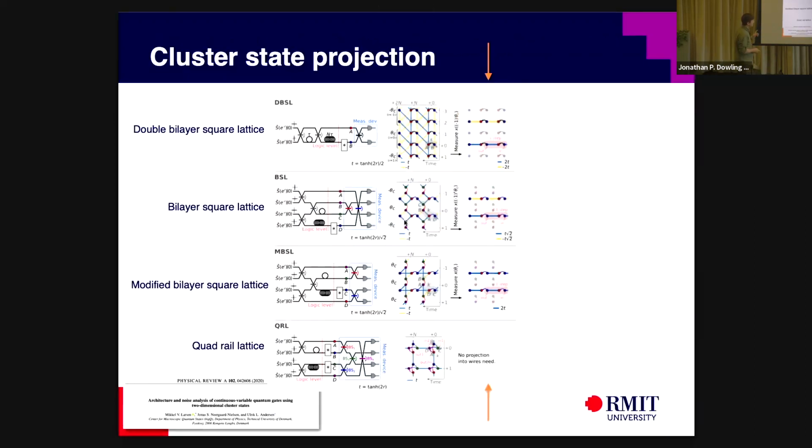However, this is from a paper from Andersen's group. First author is Mikkel Larsen, where they compare the different types of cluster state. And they have this column where they talk about, in the QRL particularly, they say no projection into Y is needed. So essentially what they're saying is, let's use this apparatus to create this cluster state, and then we can do quantum error correction. We can do quantum computation with it.